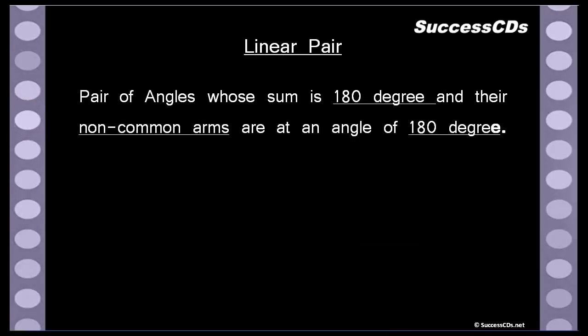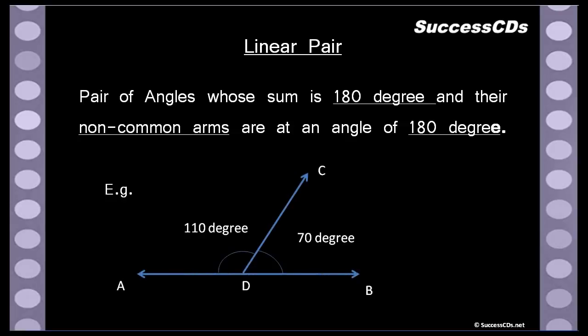Next, we move forward to linear pair. What is a linear pair? A pair where non-common arms form a straight line, or are at an angle of 180 degrees, is called a linear pair. That means if you have non-common arms at an angle of 180 degrees, it is clearly understood that the angles will be forming a sum of 180 degrees.